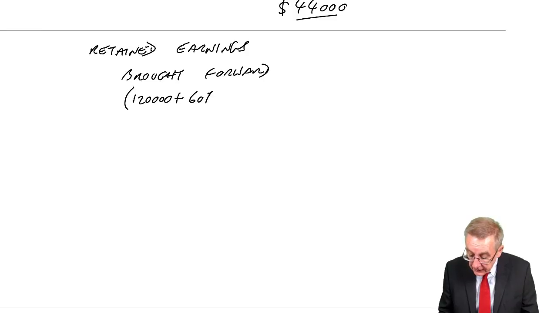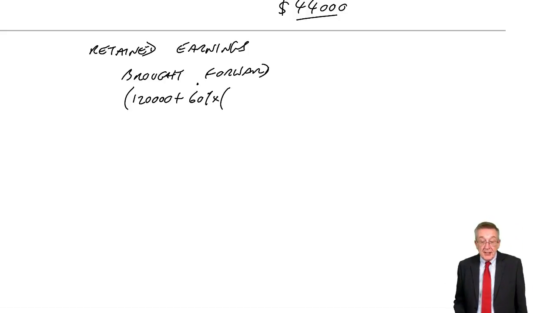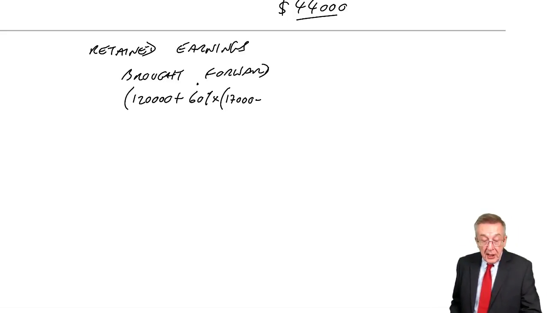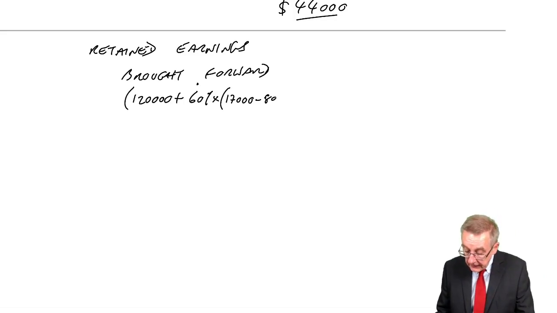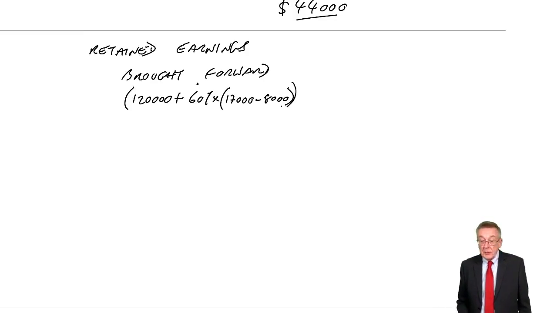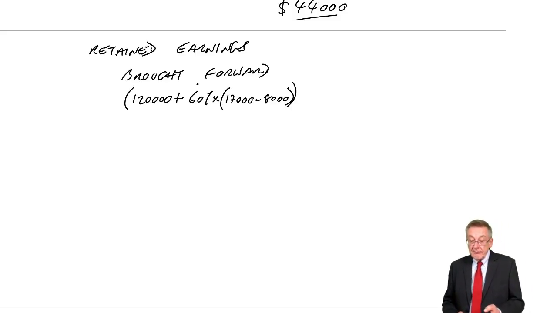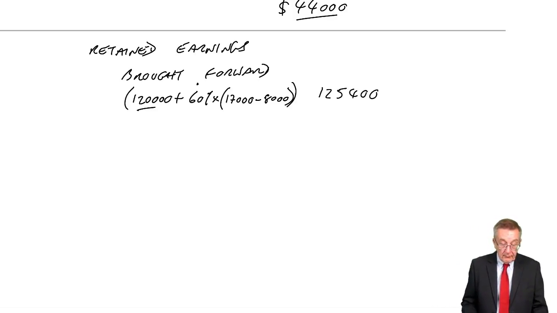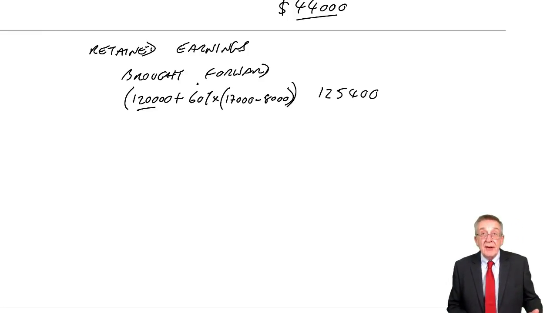Well, P's share is 60%. What are the post-acquisition retained earnings of S? Well, at the start of the year, the retained earnings were 17,000. But at the date of acquisition, first line, the retained earnings of S were 8,000. And so it's the remaining 9,000 that were post-acquisition. So, post-acquisition, 9,000, 60% of that, 5,400, add that to P's retained earnings, 125,400. So that's the brought forward retained earnings for the statement of financial position.